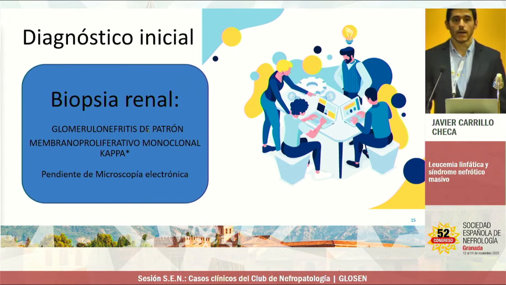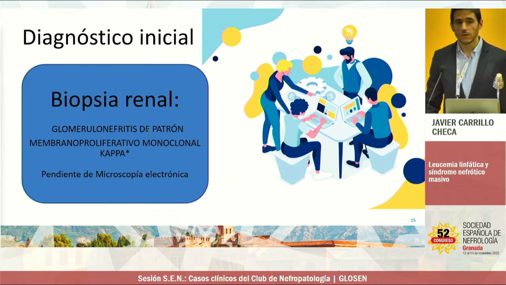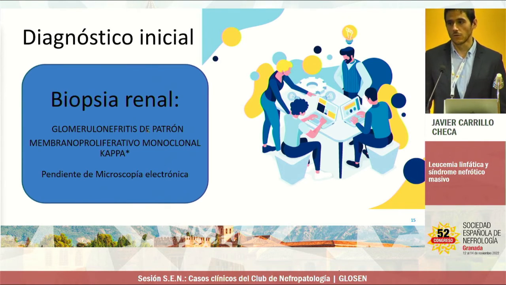Algunas entidades que barajamos en nuestro diagnóstico diferencial fue una amiloidosis, para lo que solicitamos un rojo Congo que resultó negativo, una glomerulopatía crioglobulinémica, pero las crioglobulinas de este paciente habían sido reiteradamente negativas, una glomerulopatía inmunotactoide y una glomerulopatía proliferativa con depósitos de IgG monoclonal. Y para llegar al diagnóstico final necesitábamos la microscopía electrónica.